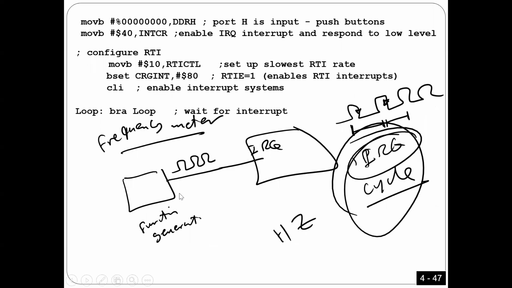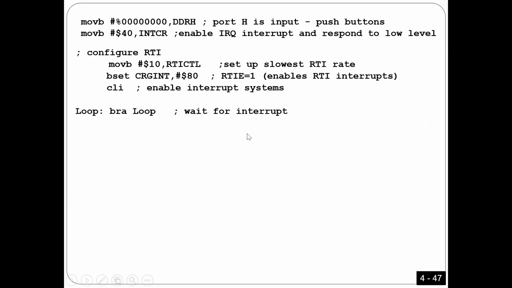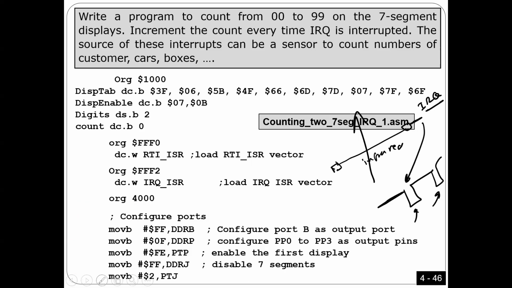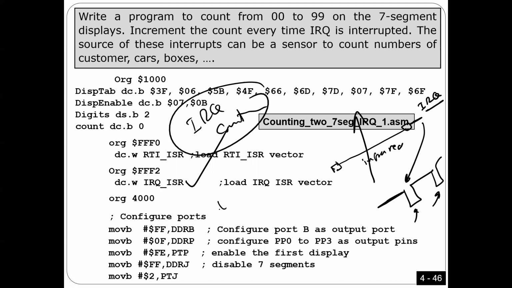So two things here, we need 2 tasks. The first task, I need counting, and counting is done by IRQ. So I can use IRQ for counting. What else do you need here? I need time multiplexing, because I'm going to use two displays. As I explained before, you can put the time multiplexing in the main program, or you can use RTI to do it. So whatever you like, both are okay.